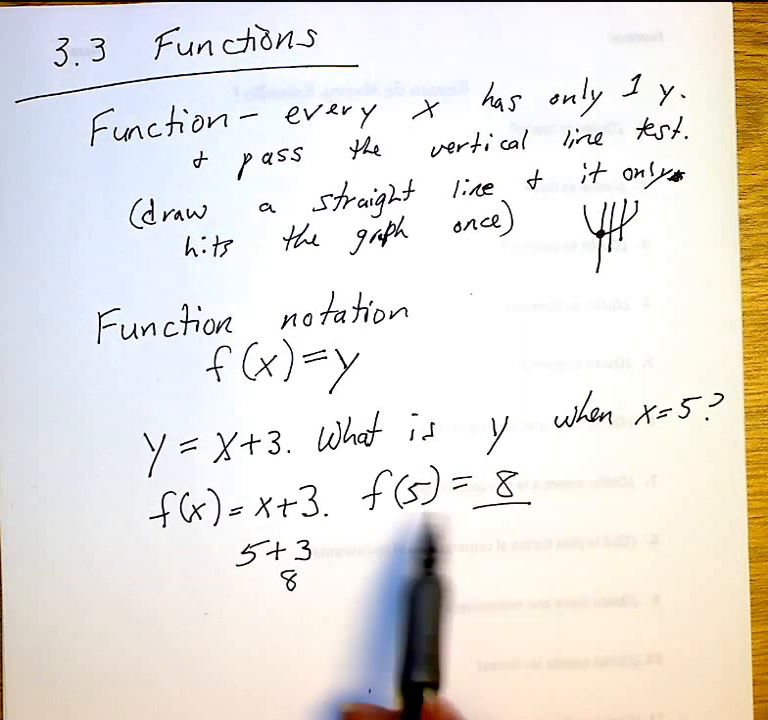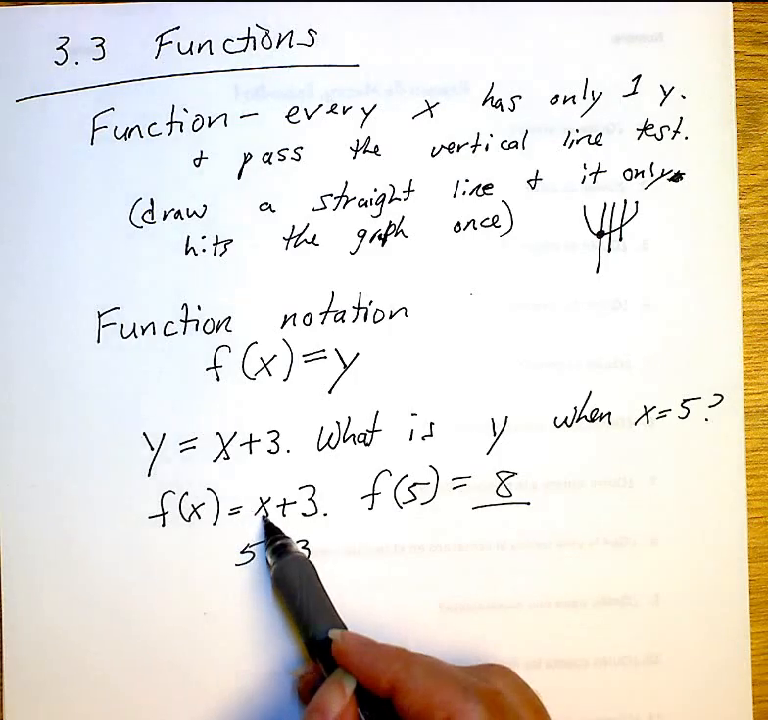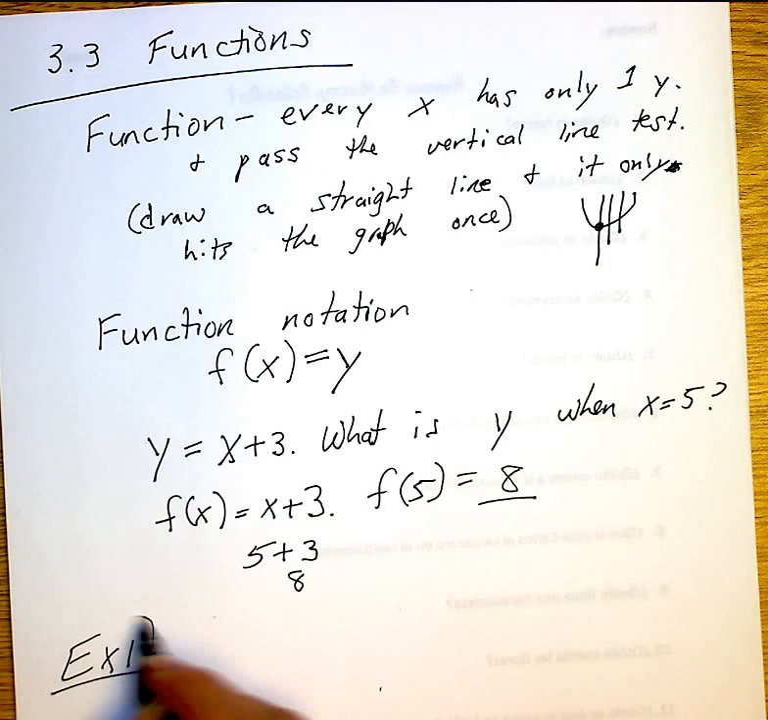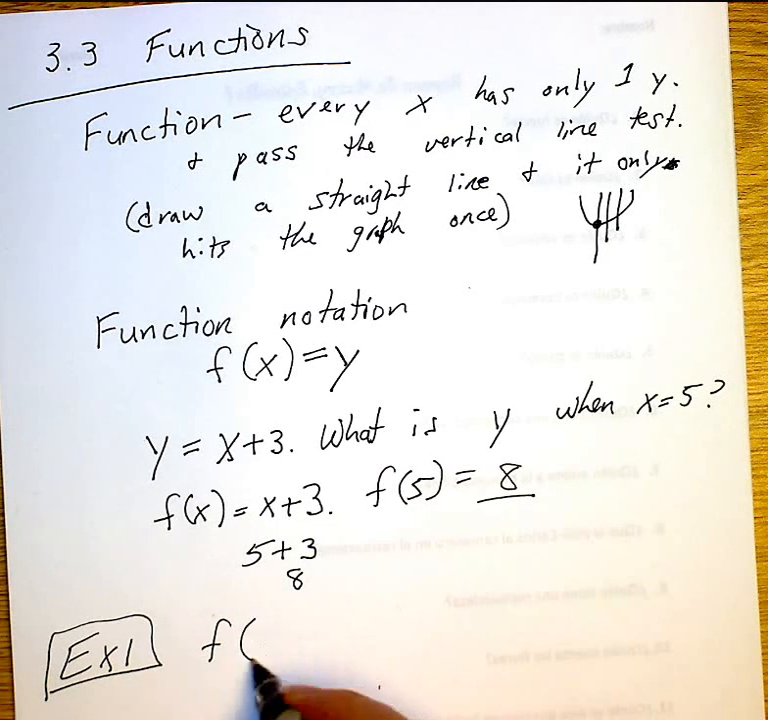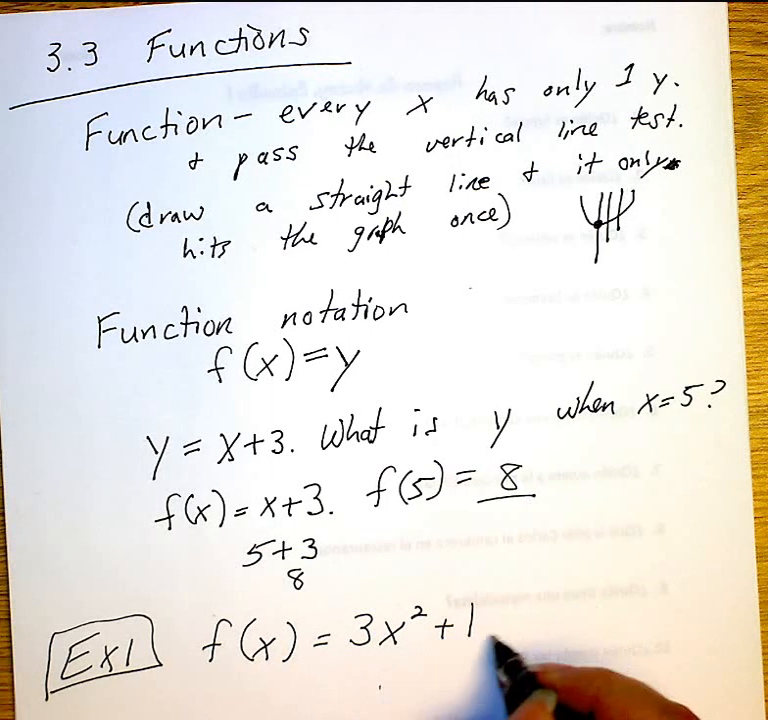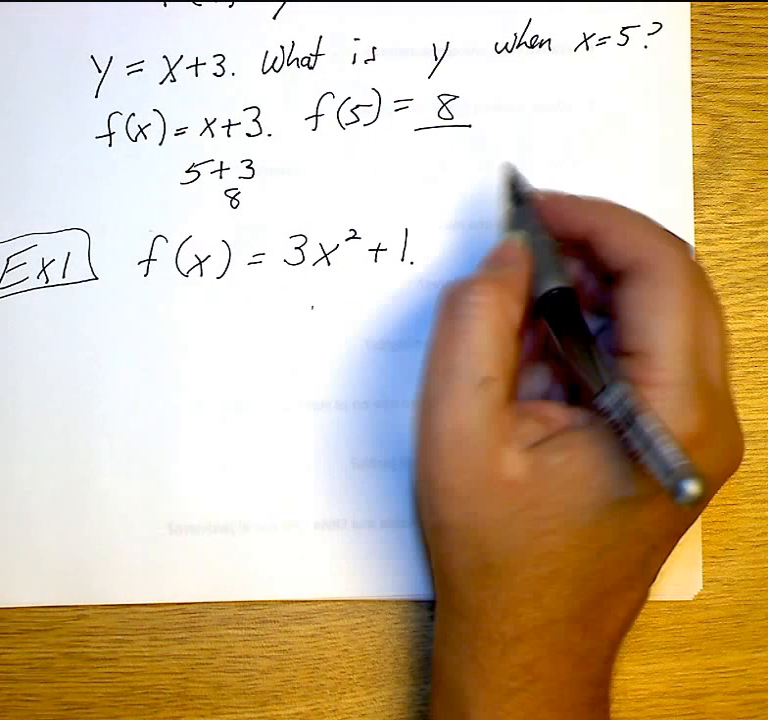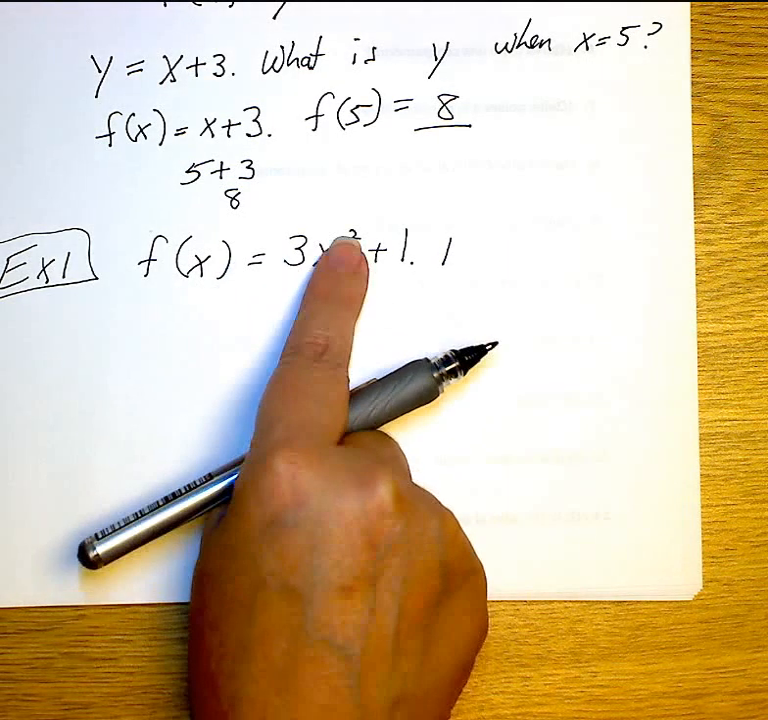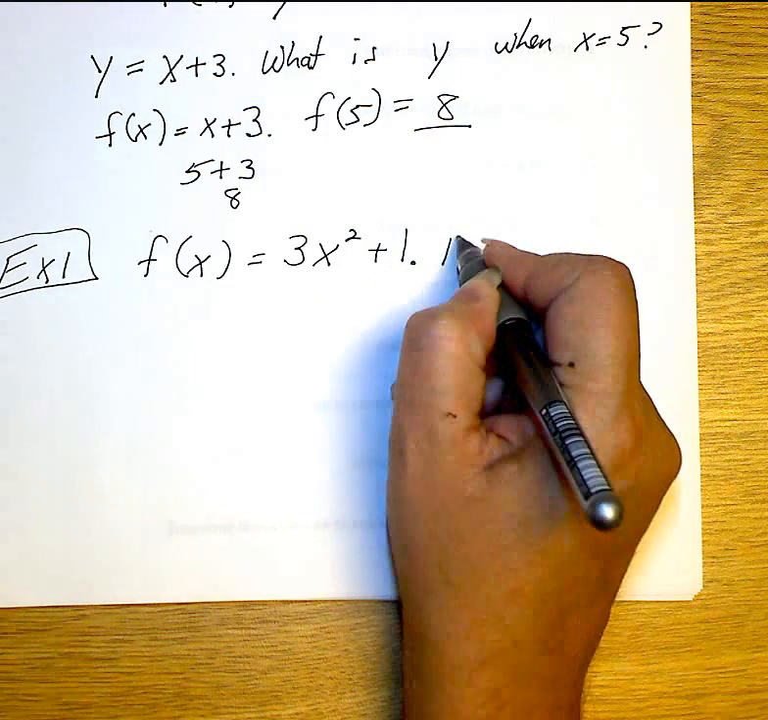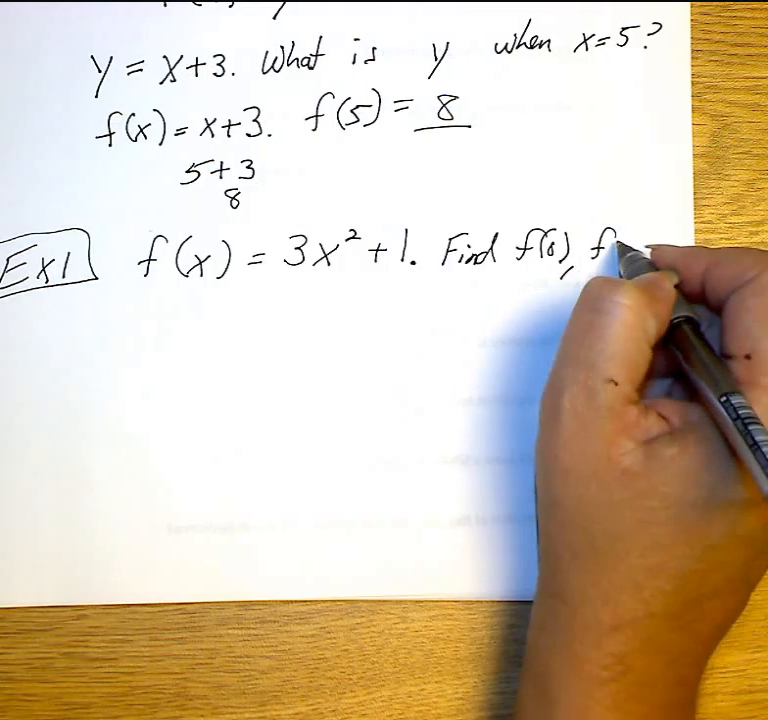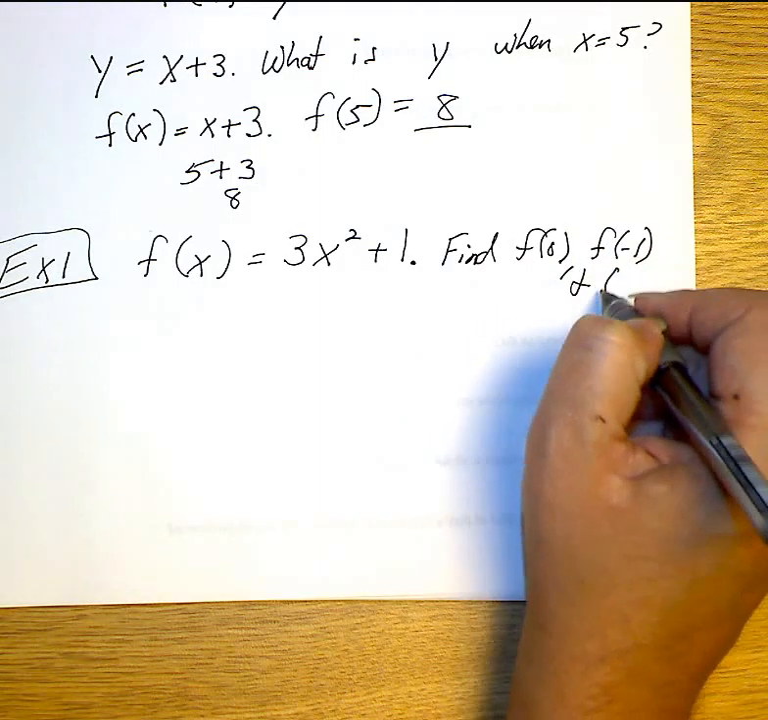All you're doing is whatever it gives you, you're putting it in for x. So like on example 1, if I said f of x equals 3x squared plus 1, period. Find f of 0, f of negative 1, and f of 2a.